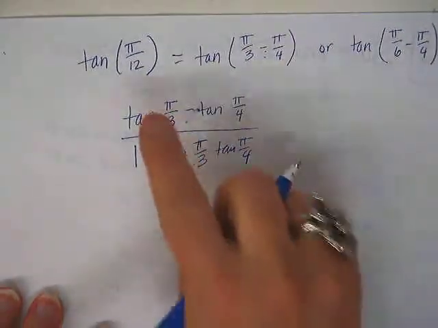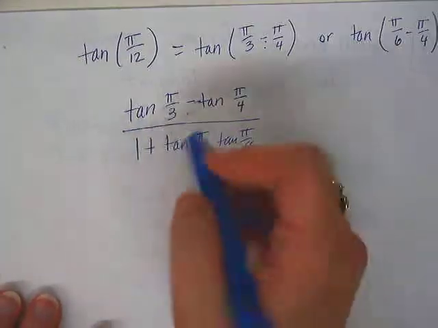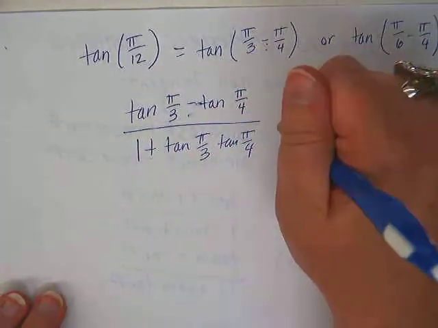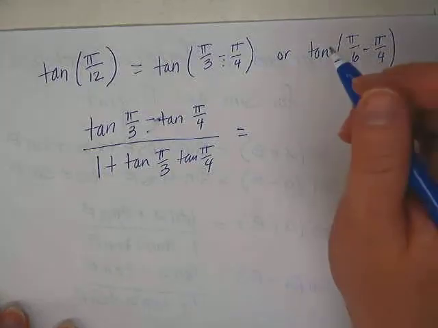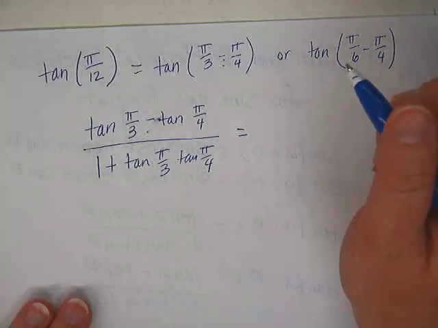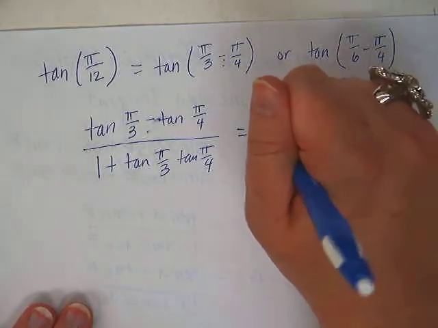Okay, so one plus tangent pi thirds times the tangent of pi fourths. Now we need to remember the exact values of these. So what's the tangent of pi thirds?